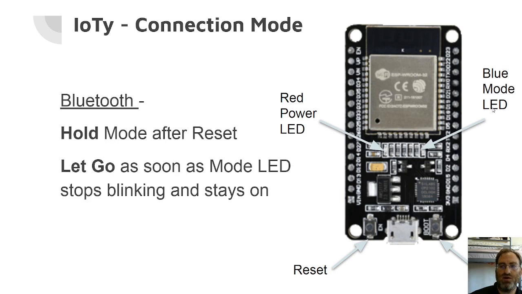There's a blue LED which tells you the mode, and there's a red power LED which is on when the battery is connected or USB is connected. The blue mode can be used for programming, and that's the LED that we're going to be turning on and off.